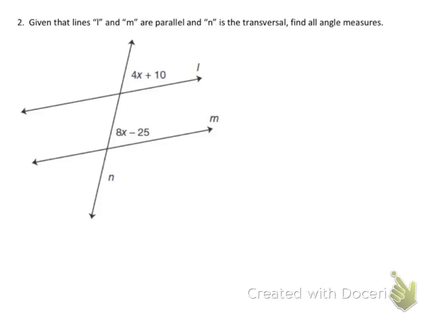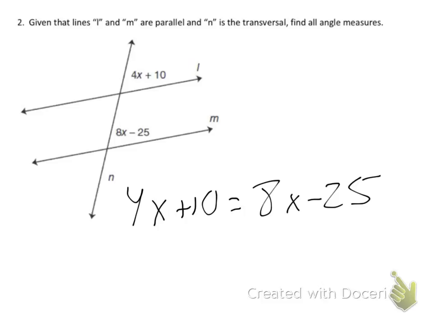Okay, given that lines L and M are parallel and N is a transversal, find all the angle measures. Well, let's just find x. So, we just talked about this. I just put a name to it. So 4x plus 10 and 8x minus 25 are what again? I just gave you guys a definition of what they did. Corresponding. And corresponding angles are the same. So what should I do with those? Set them equal to each other. I think you guys can solve that, yes?